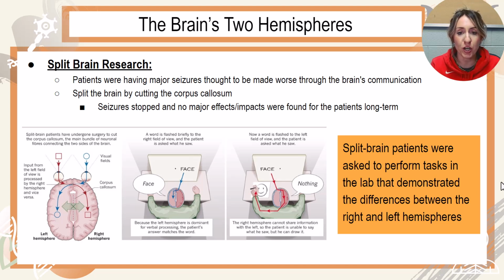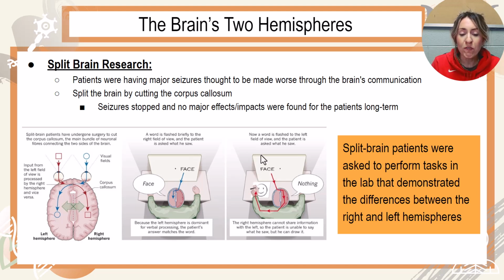And if you look at this picture, it's a really great description of what happened. So when the word was flashed briefly to the patient's right field of view, right, face. So it was the right eye and it went to the left brain. And what we realized is that they could talk. They could say, oh, I see the word face. And we're like, okay, good, that's true.